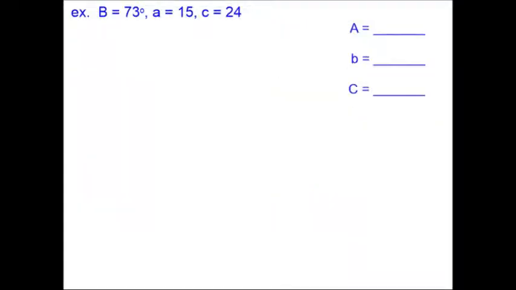Let's take a look at how one of these plays out if we're dealing with a law of cosines setup. I've been given 3 parts of my triangle: angle B, side A, and side C. So my first step is drawing a not-so-great triangle, A, B, and C. Angle B is 73 degrees, so I'll put that up there. Little a is 15 units, and little c is 24 units, and there we go.